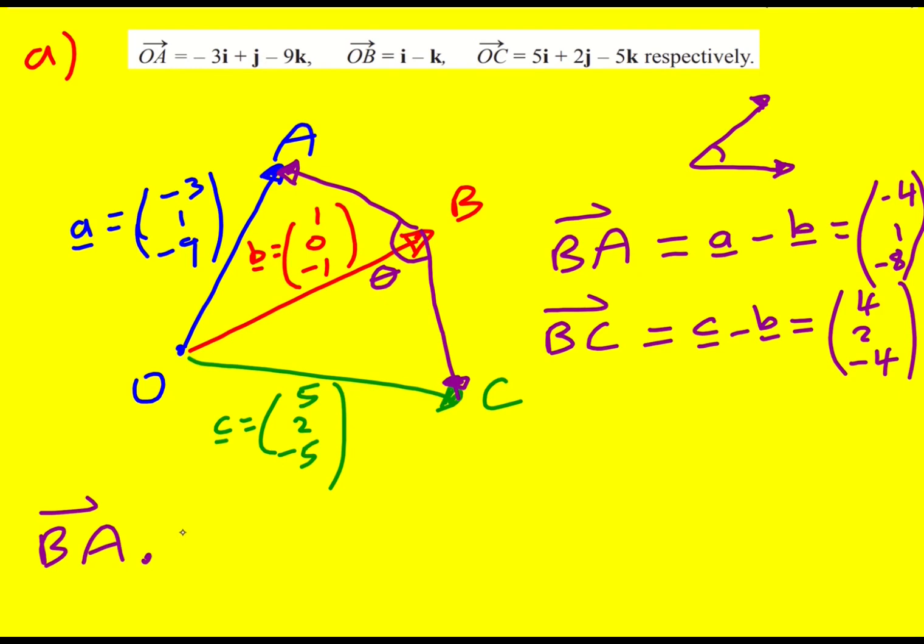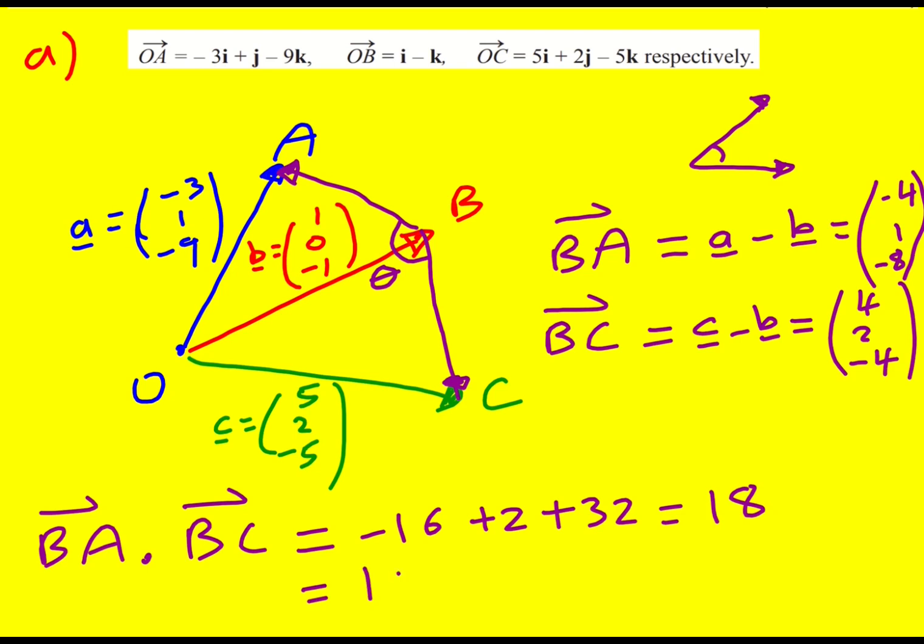And if we dot product them, then remember there's two forms of the dot product. We first of all can times the corresponding components. So I'll get -16 plus 2 plus 32, which is equal to 16 plus 2, 18. And I get the equivalent form, the magnitude of BA times the magnitude of BC times cos theta.